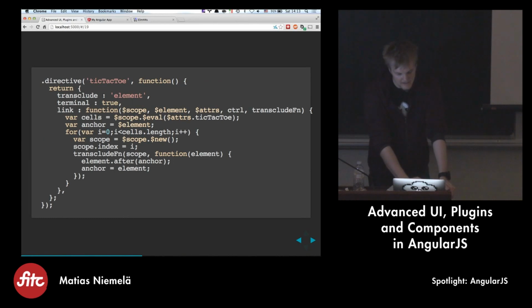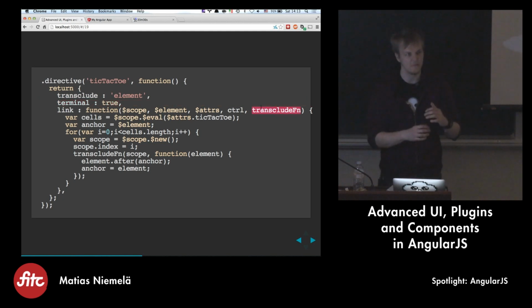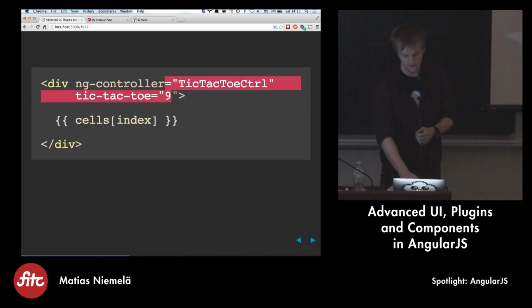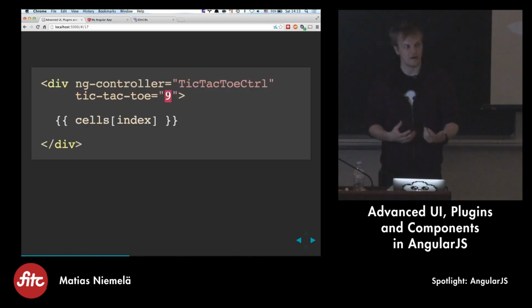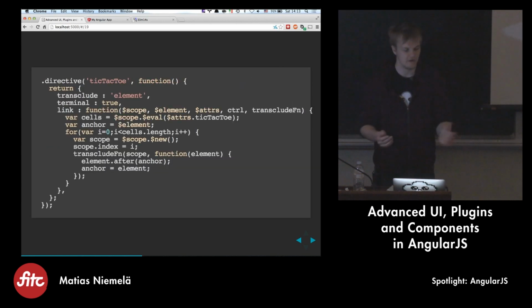Basically, if you call transclude element terminal, it's going to take the template of the element where the directive sits, and it's going to make a clone of that into a template. And then whenever you call this transclude function, it's going to make a new instance of that clone. So for example, we have the cells for tic-tac-toe. You notice here how I'm passing in 9. So 9 is getting passed into the directive. The directive sees that, and it builds out the element 9 times, and then injects it into the page using element.after.